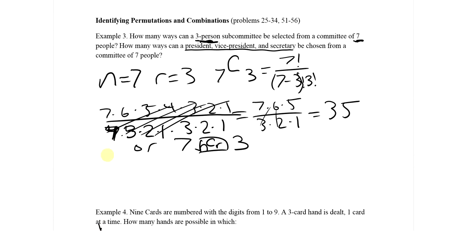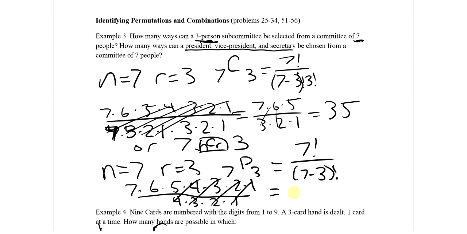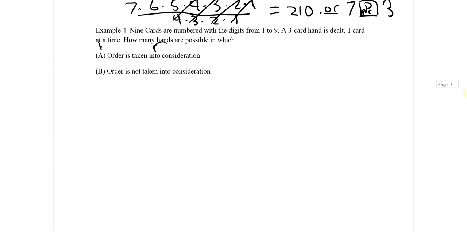So, again, we still have n equals 7, and we have a president, vice president, and secretary. So we're still choosing 3 people, but it's a permutation this time. So it's 7P3. So it'll be 7 factorial over 7 minus 3 factorial, which is 4 factorial. So we have 7 times 6 times 5 times 4 times 3 times 2 times 1 divided by 4 times 3 times 2 times 1. And we are left with 7 times 6 times 5, which is 210. Or if you're doing it on your calculator, you do 7, then your button for permutation, and then 3, and you'll get the same answer. That is example 3.